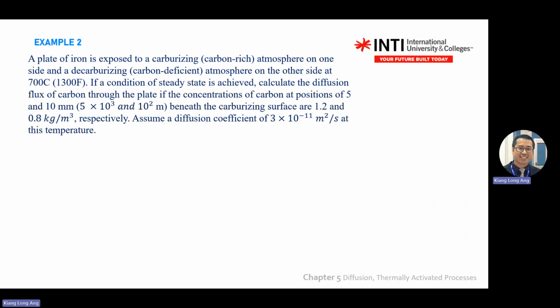So here we have iron exposed to a carbon-rich carburizing atmosphere. Which one is the solute and which one is the solvent? We have iron and carbon.